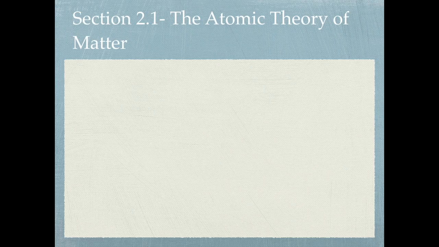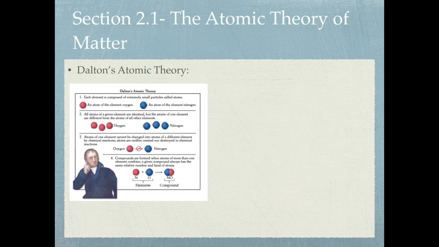So in this video, what I'm going to do is explain the history of how we came up with the atomic theory that we currently have. And so the very first person who we need to talk about is Dalton. Now, Dalton had 4 different postulates in his atomic theory.